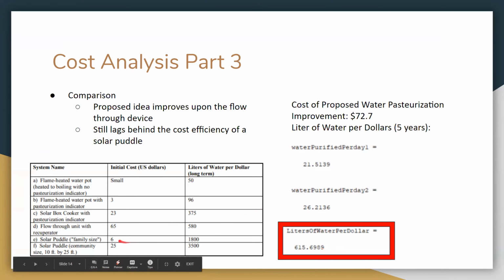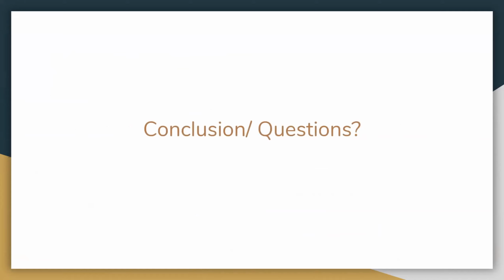which is a bit more than the original flow-through device, but compared to a solar puddle, it's still pretty lacking behind. But compared to a solar puddle, this flow-through device is much more compact and can be mobilized to other locations, unlike a solar puddle. And that's the conclusion of our presentation.